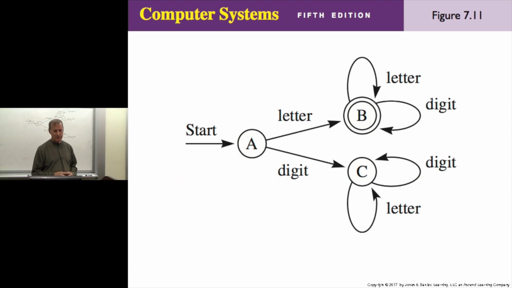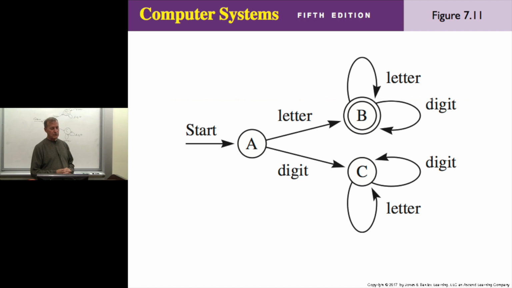And here is an example of one in figure 7.11. So the states in this figure are labeled A, B, and C. So those are the nodes. And you can tell which one is the start state, obviously. Which one is it? A is the start state. And then you see that there is an arc from A to B labeled by what?